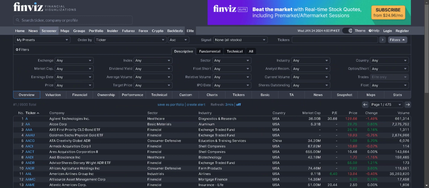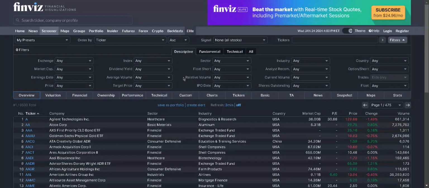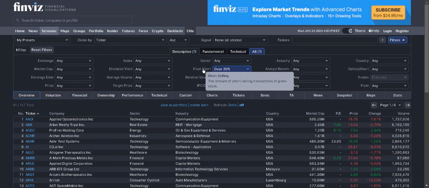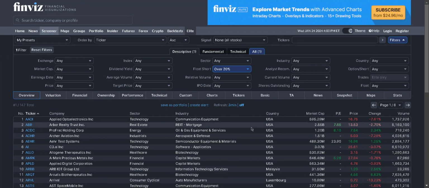Now you're met with these things right here. What I will first fix is the float short. You want to go here and make this be a good over 25% or just over 20. Let's put it over 20. Pretty much, this is short selling, the amount of short selling relative to transactions given to a stock. Honestly, I wouldn't use that much, so this is why I just go with over 20.